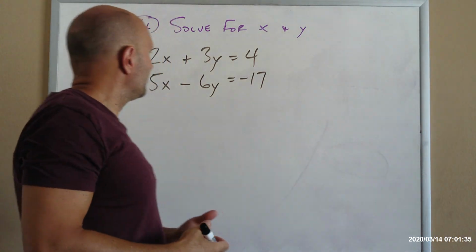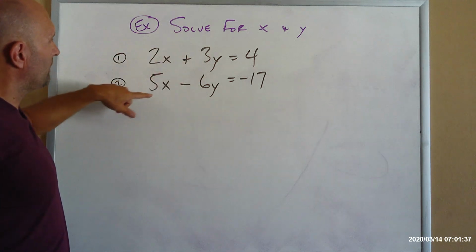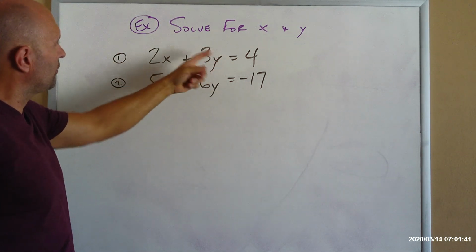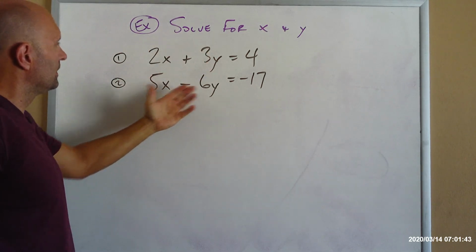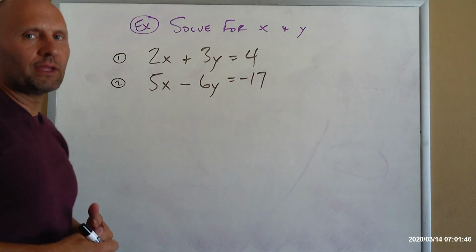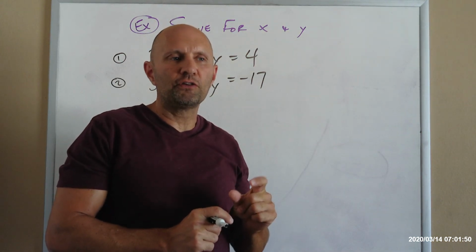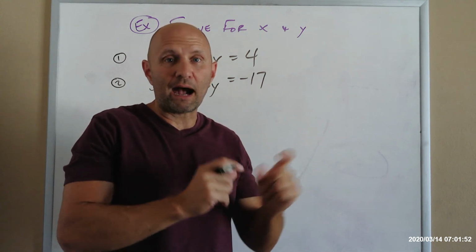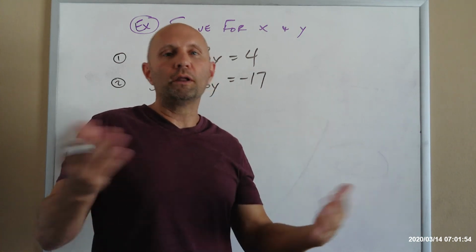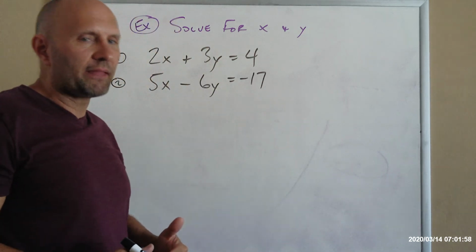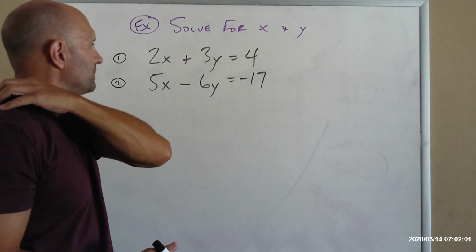So unlike the last one, we don't have x or y by itself. If I tried to solve for x, I'd get a fraction. If I tried to solve for y, I'd get a fraction in either equation. So the idea of elimination is we can get the coefficients of one of the variables to be opposites of each other, so 1 and negative 1, 2 and negative 2, etc. Then we can just add the equations and that term will disappear.